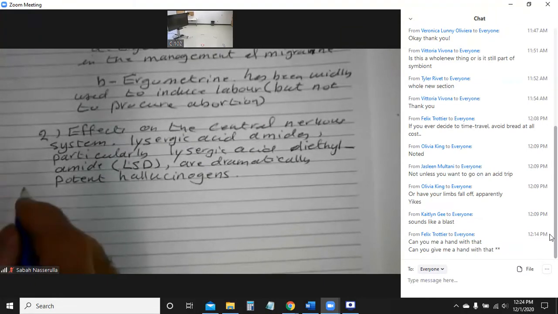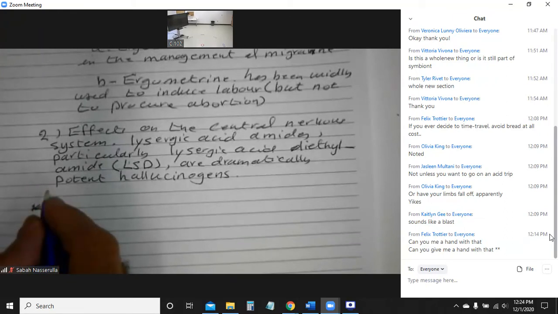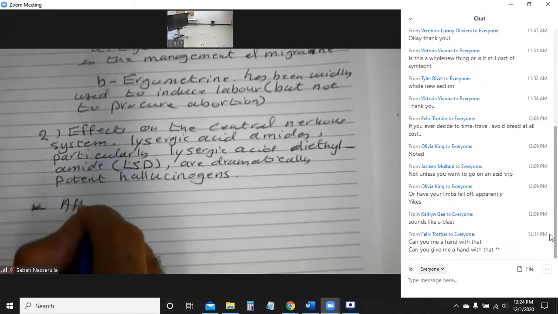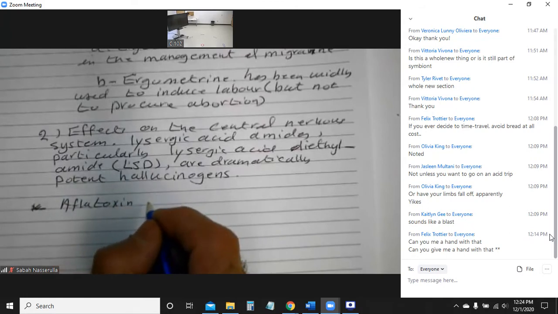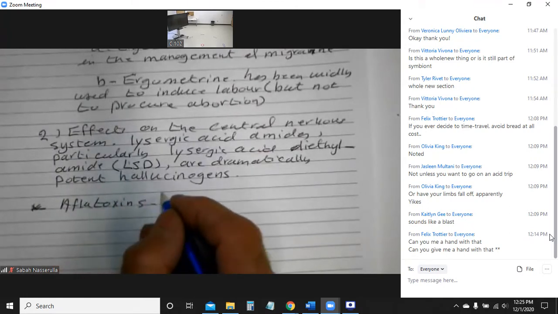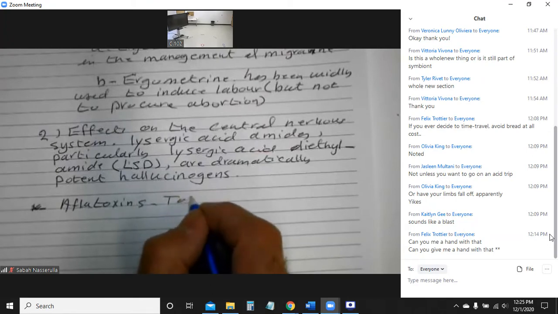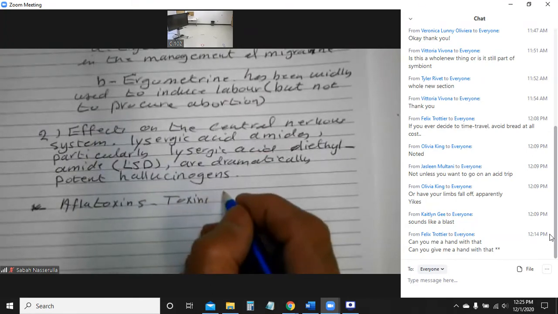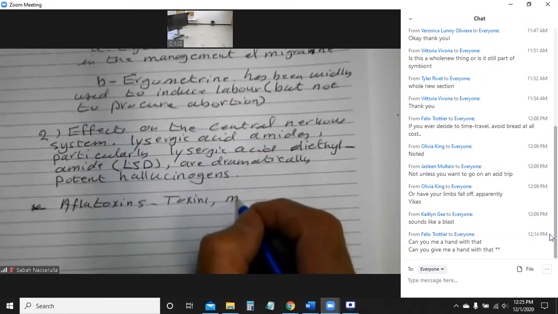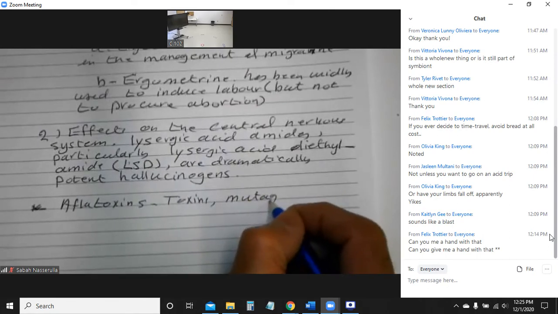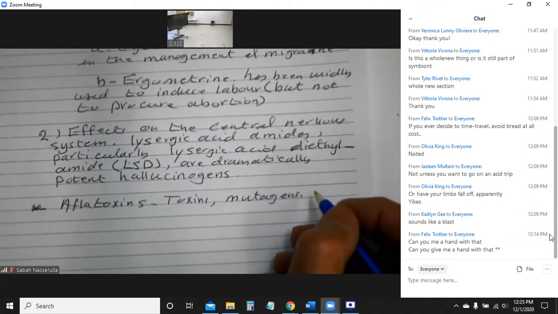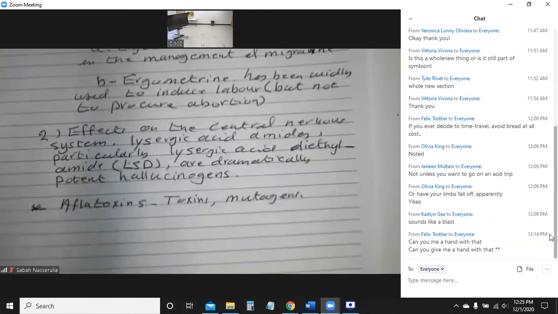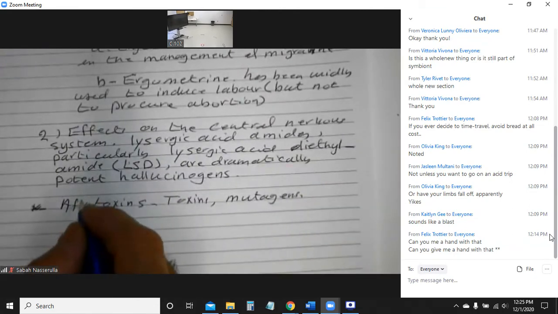Now, the subtitle again here is aflatoxin or aflatoxins. Okay, these are really toxins, and at the same time also mutagens, and also at the same time carcinogenic. To mention this point here, carcinogens.